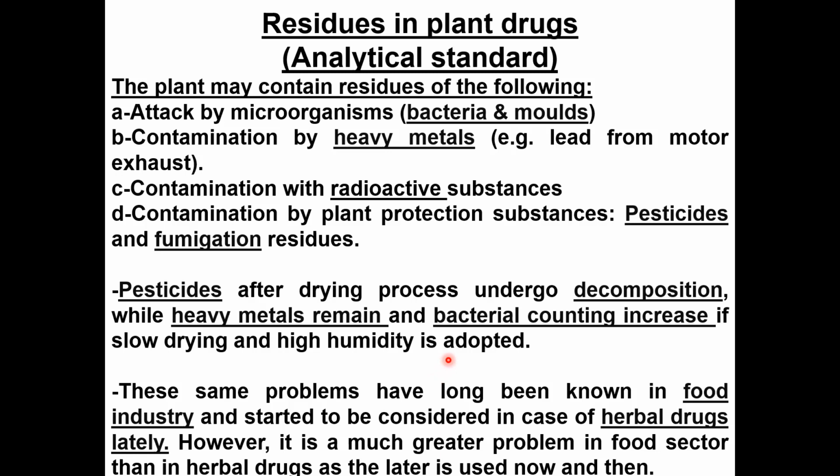The same residues in the herbal drugs are also encountered in the food industry. It is actually a greater problem in the food sector than in the herbal drugs, because the foods are consumed in large amounts. Herbal drugs are used only in small amounts and every now and then.